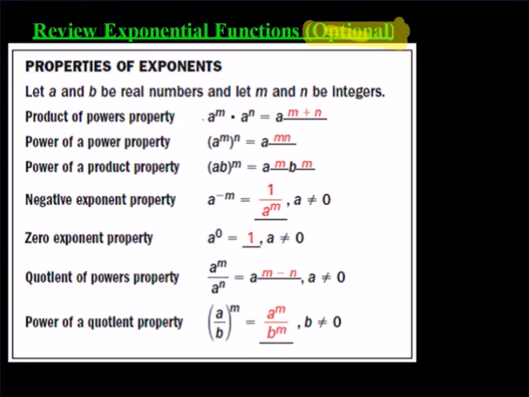So notice something like product of powers. If I had something like 2 to the third times 2 to the fourth, you got to add the exponents. So this would be 2 to the seventh.